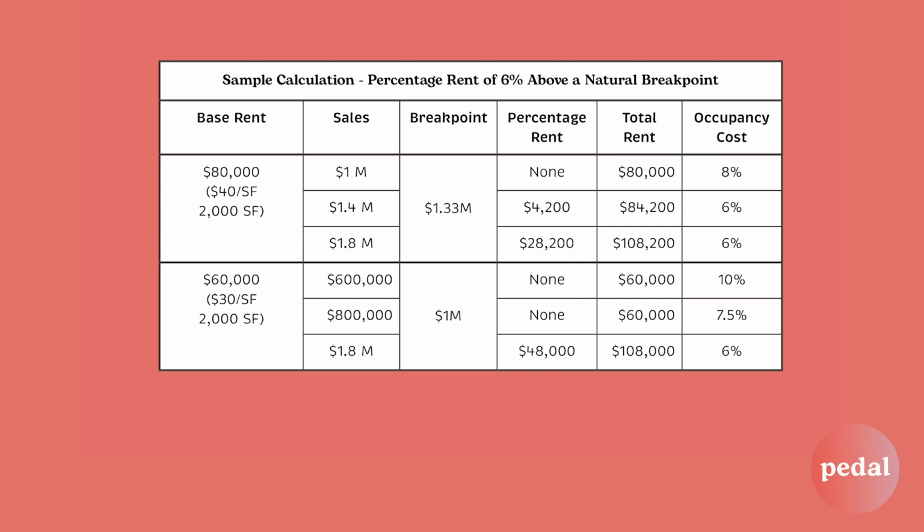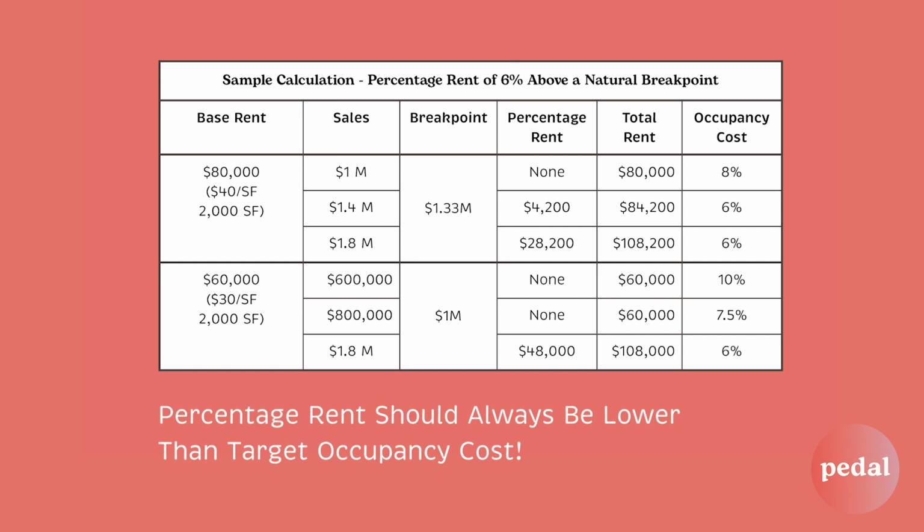Okay, so you are looking at a natural breakpoint set at 6%. When you're negotiating breakpoints, you'll negotiate that percentage. So if your target occupancy cost is 8%, 6% would be a reasonable breakpoint because it's lower than your target occupancy cost. In other words, your sales are significantly higher than they need to be to achieve your target profitability in that location. Almost always, the natural breakpoint will be set between 4 and 6%.